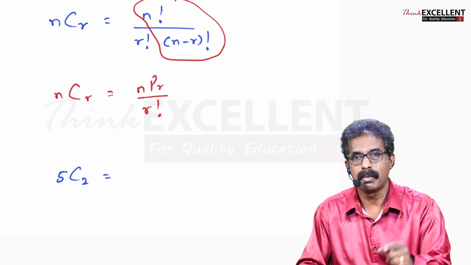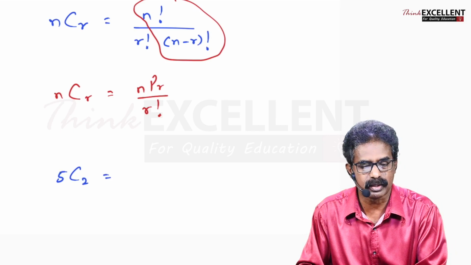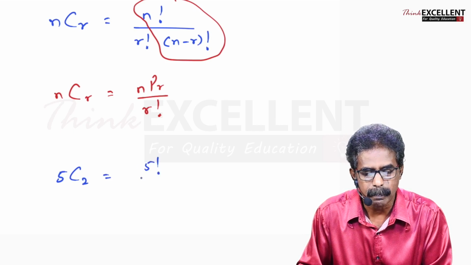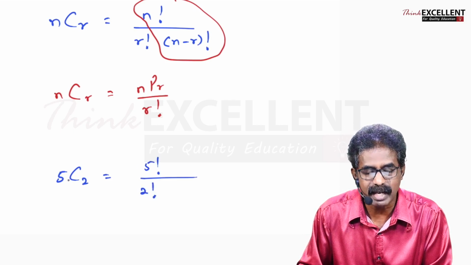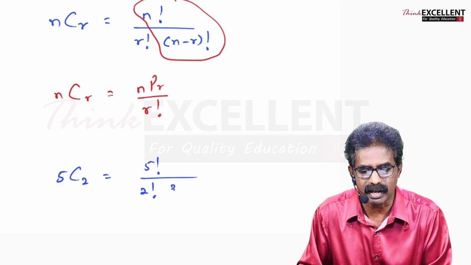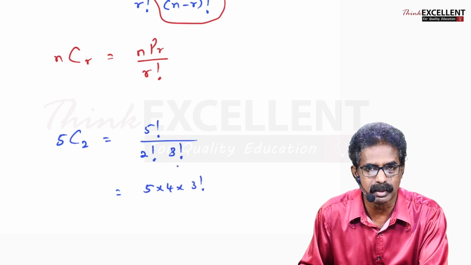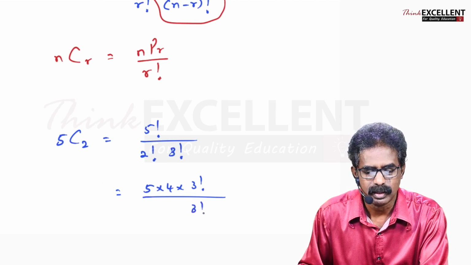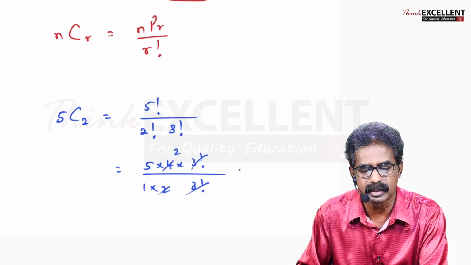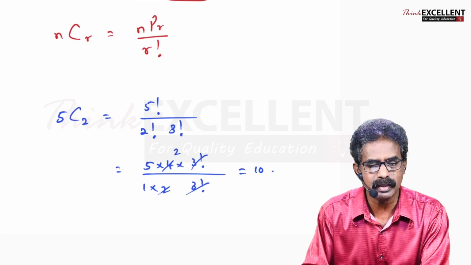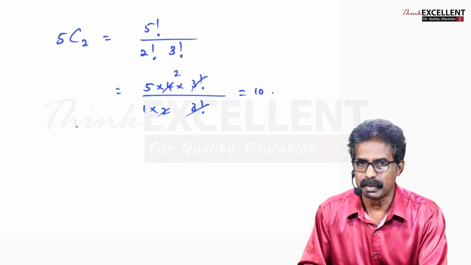nCr is n factorial by r factorial into n minus r factorial. So here, 5 factorial by 2 factorial into 5 minus 2, that is 3 factorial. 3 factorial can be simplified, right? 5 factorial is 5 into 4 into 3 factorial, because the denominator has a 3 factorial. Then 2 factorial means 1 into 2. 3 factorial cancels, 2 cancels, so 5 twos, your answer is 10.